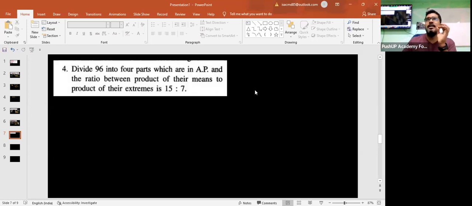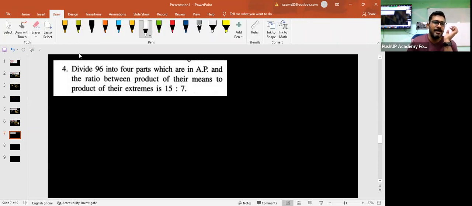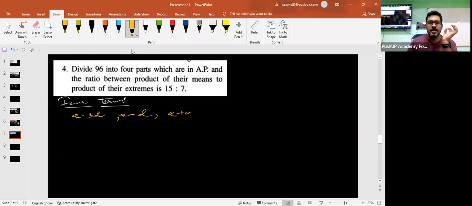Okay. So let me introduce you all the new pattern. What is the new pattern when 4 terms are given? We are thorough with the 3 terms, isn't it? A minus D, A and A plus D. But when it is 4 terms, this is how we write it. A minus D, A minus 3D, comma, A plus D, A plus 3D. That's it.